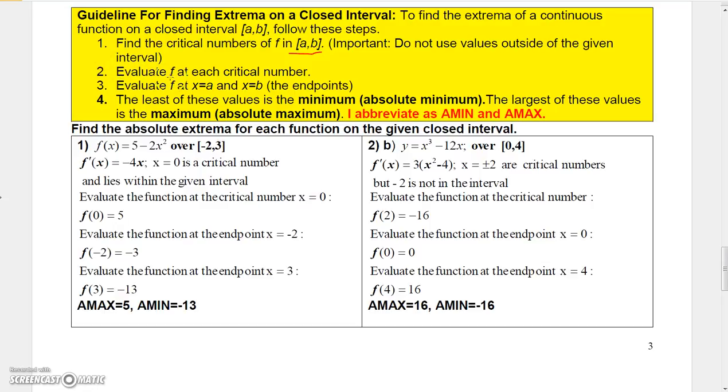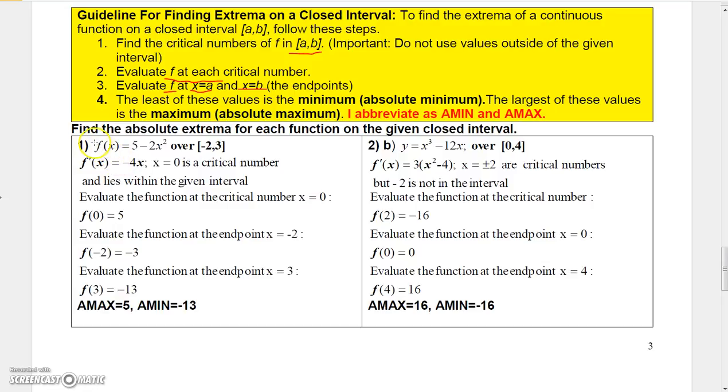And then you're going to evaluate the function at each critical number. And then after that, you're going to evaluate the function at the two endpoints of the interval. And then put it all together. The least of those values is going to be your absolute minimum, and the largest is going to be your absolute maximum. Okay, let's take a look.